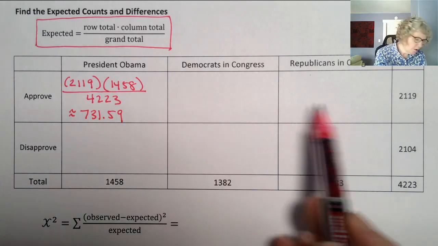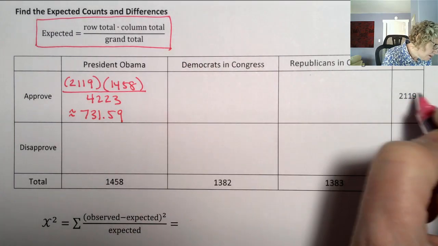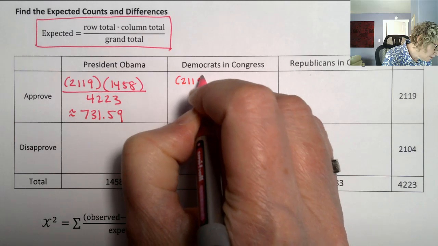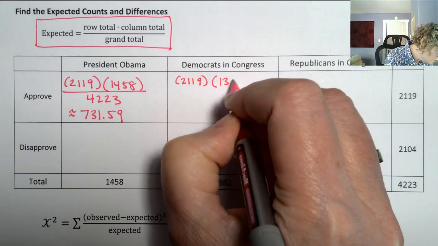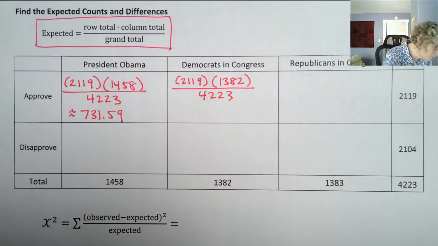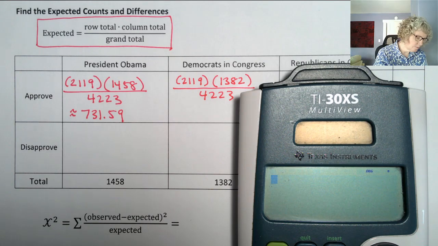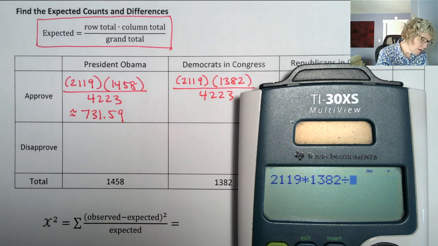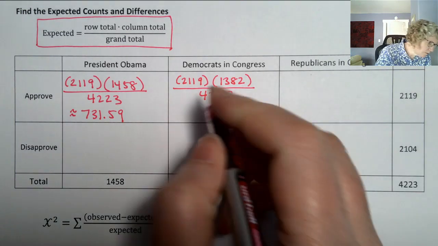Then the next one over. You could go down as well, but I'm just going to go across. Same row total, 2,119, and now our column total is 1,382 over 4223. This time I'm getting 693.45.